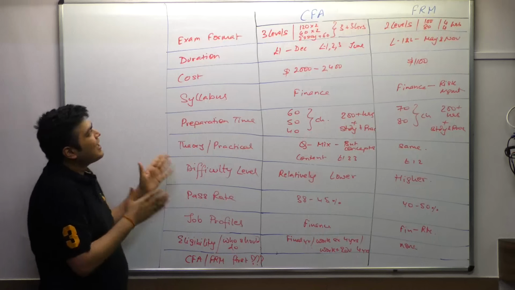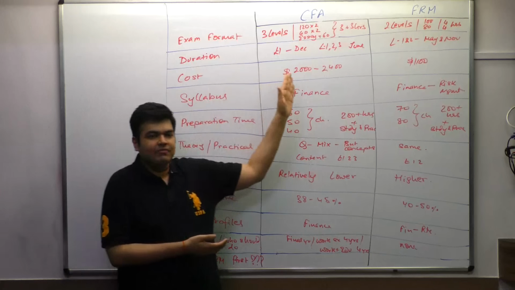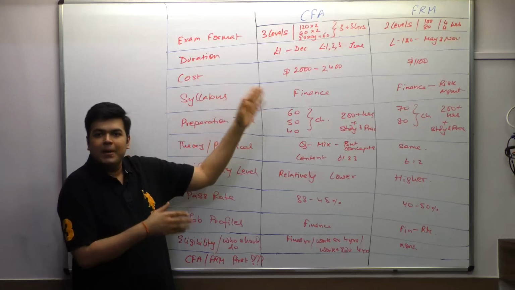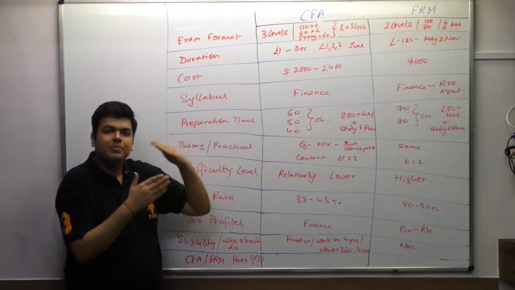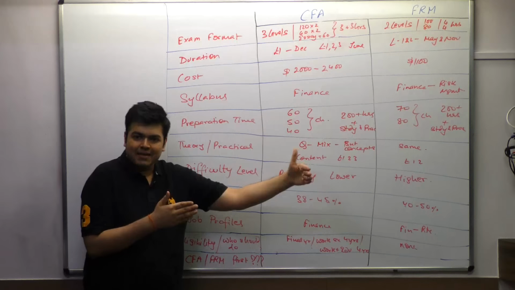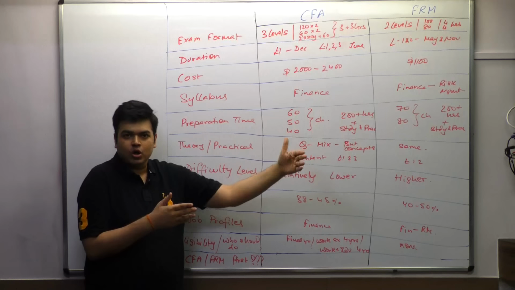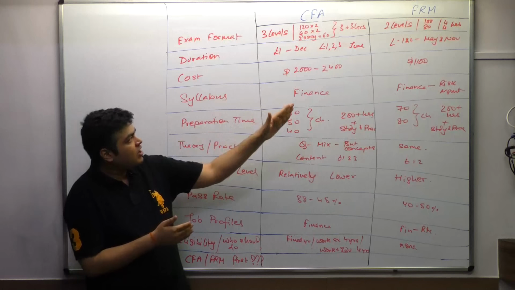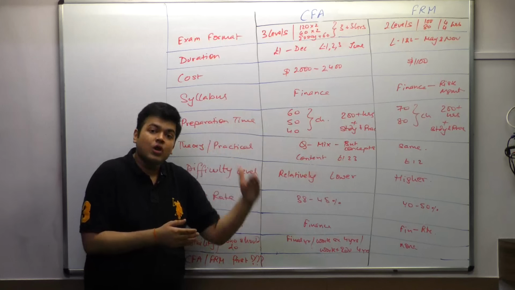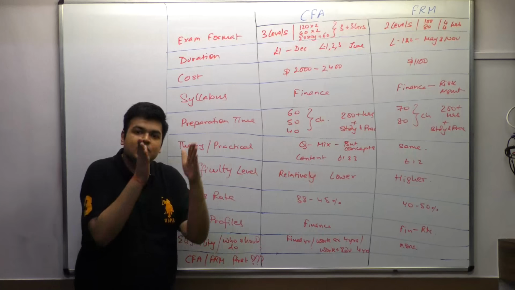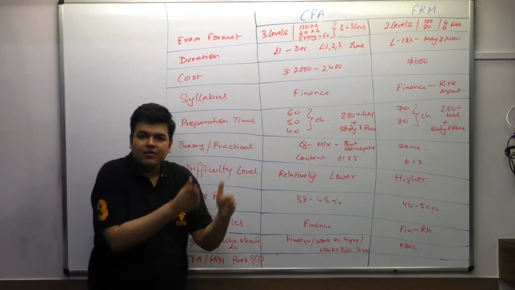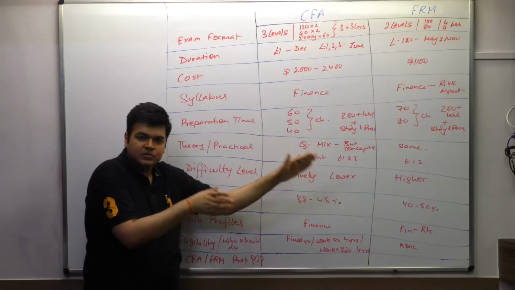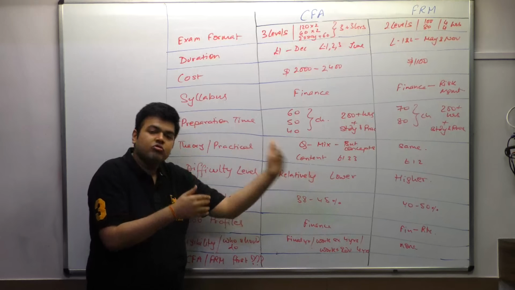So firstly, when you're looking at the exam format, CFA has 3 levels and FRM has 2 levels. In the 3 levels of CFA, it is a 3-hour paper each. So CFA level 1 would be a 9 to 12 and a 2 to 5 exam, 9 o'clock to 12 o'clock, 2 o'clock to 5 o'clock. Per level, there are 2 papers of 3 hours each. In case of FRM, there are only 2 levels and they are of 4 hours each. So FRM level 1 is one 4-hour paper, level 2 is one 4-hour paper, and CFA level 1 will have 2 3-hour papers, level 2 will have 2 3-hour papers.